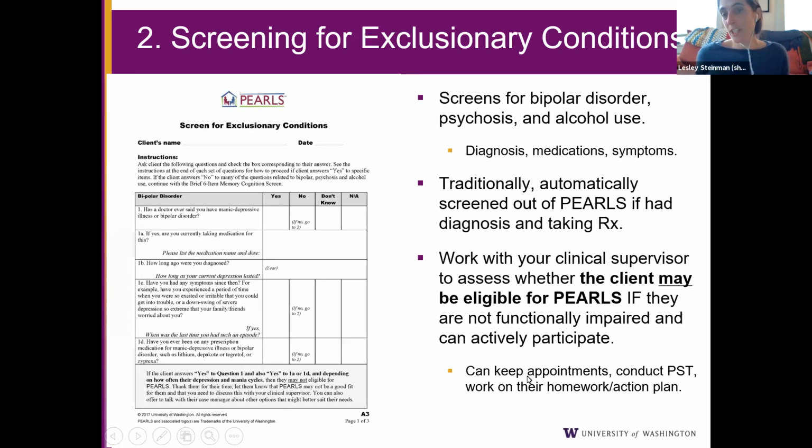And in terms of functionally impairing, really what we're looking for is, do you think someone can do the work? Do you think they're going to be able to keep a schedule with you, do homework in between? They don't have to do everything great or well initially, but is there something about their other co-occurring mental health issue or their substance use that might get in the way of that? That's really what you're looking for.